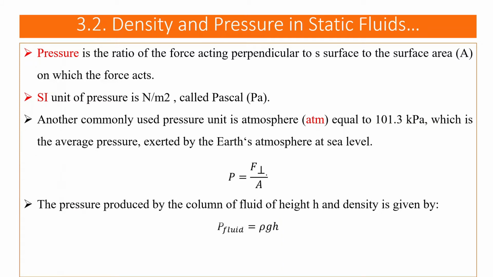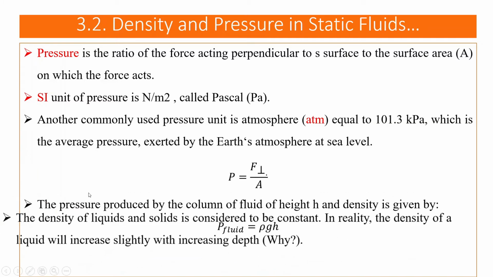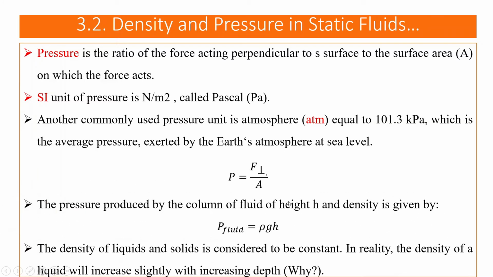Okay, so the other thing that we need to know here is the pressure produced by a column of fluid, and consider the height is h. So the pressure is equal to rho g h, which is the pressure of the fluid, and sometimes this is called the gauge pressure. So it's written like this: the gauge pressure is rho times g times h. This is a simple formula that we get from these two.